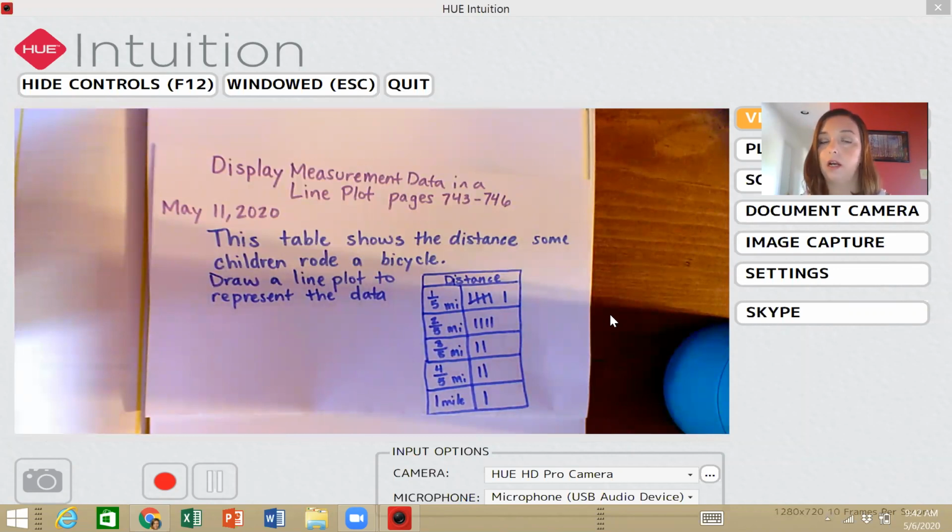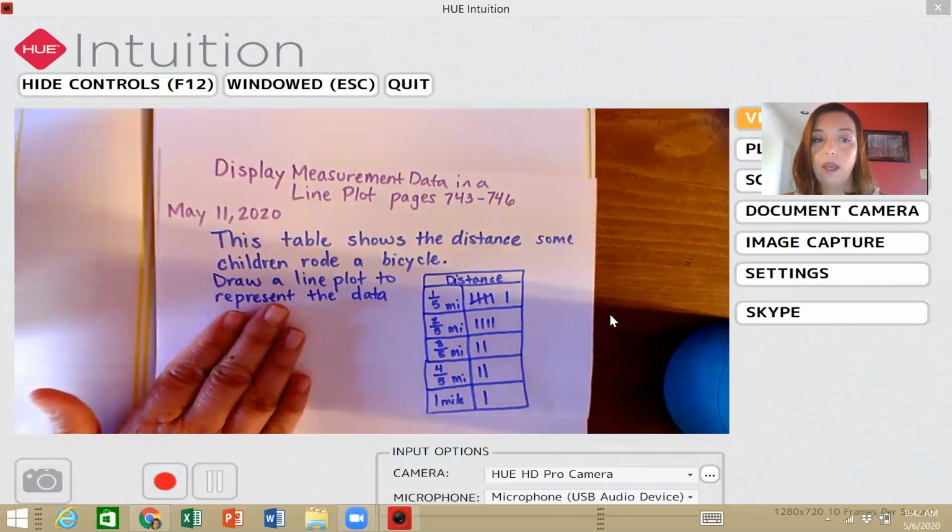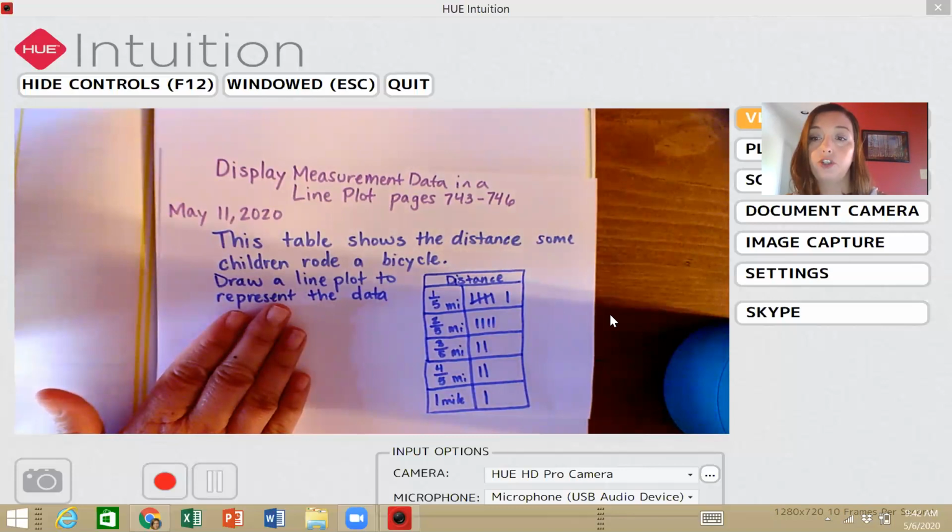I want to start by teaching you the words measurement data and line plot. So here I have a word problem, and it says, this table shows the distance some children rode a bicycle. Draw a line plot to represent the data.